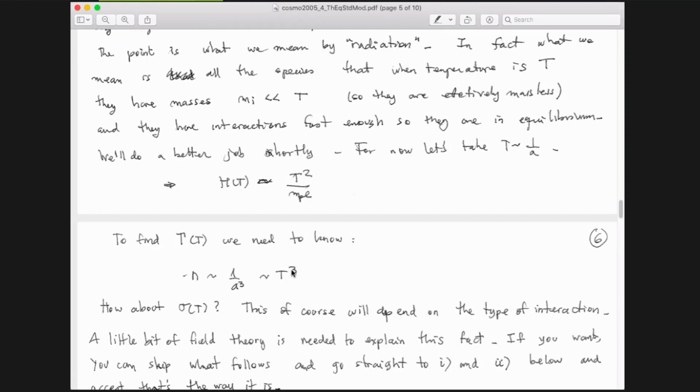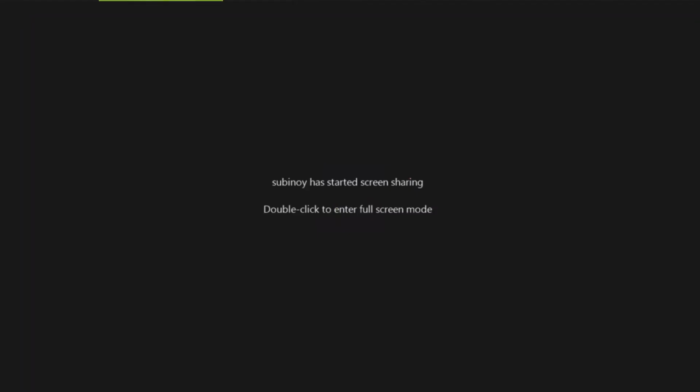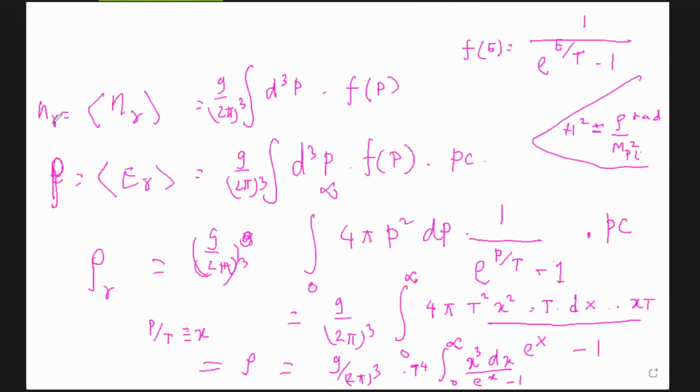Or a goes as 1 by t. But I can also derive it for you, how n goes as t cube. It's the same thing that I did here. Now if I want to do it for n, this PC term will not be there, right? Just the number density, because rho is the number density times energy density. So that's why you multiplied by PC. Is it clear?